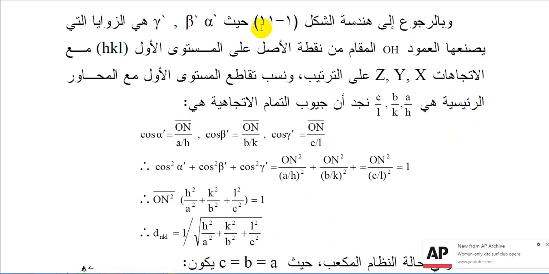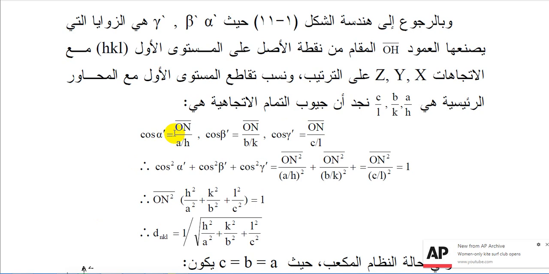By reviewing the figure 111 geometry, where alpha dash, beta dash, and gamma dash are the angles made by the normal ON, established from the point of origin, with the orientations Z, Y, X respectively, and the proportions of the plane intersections with the major axes, we can find that the directional cosines are as follows.